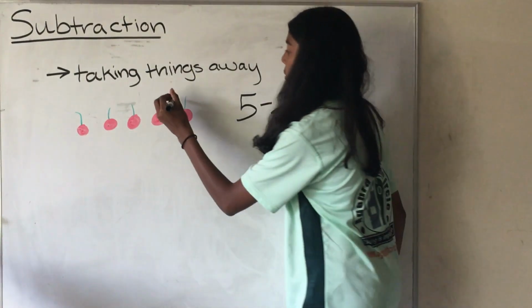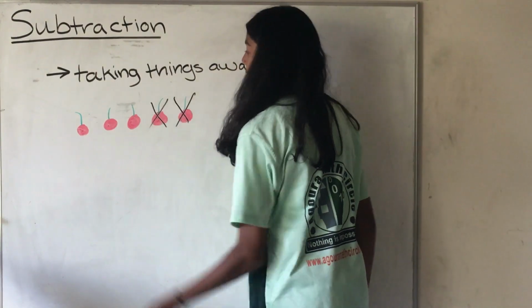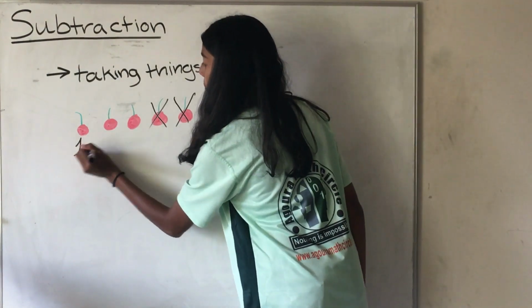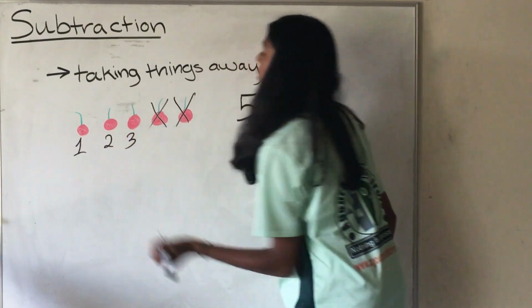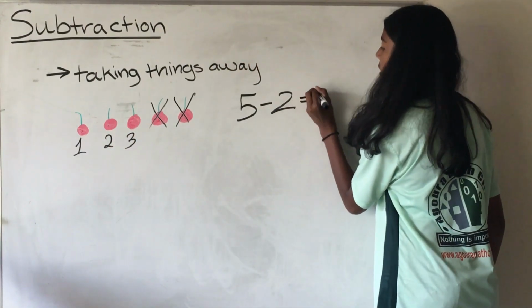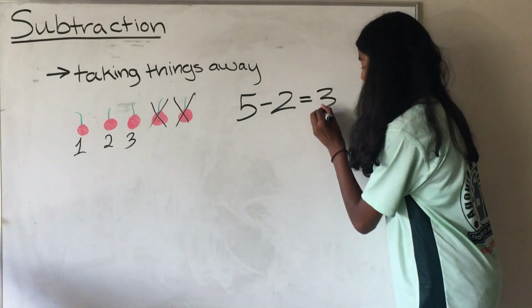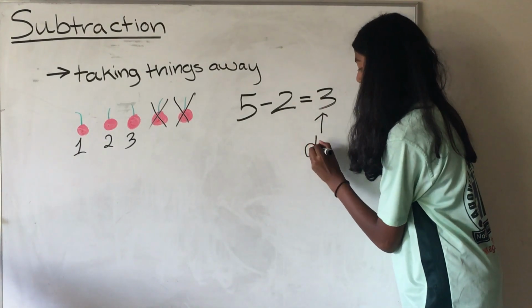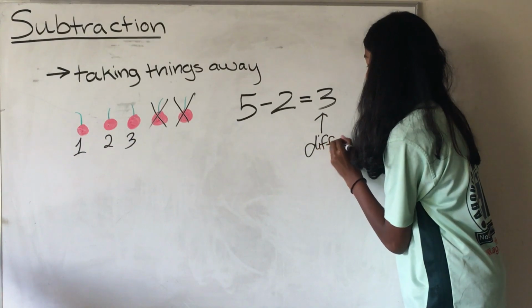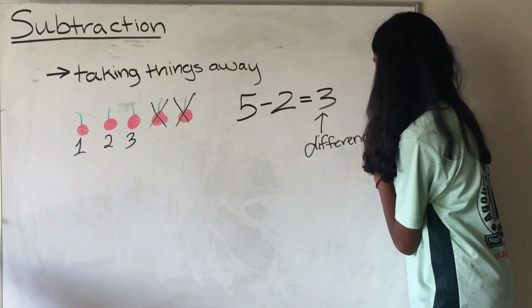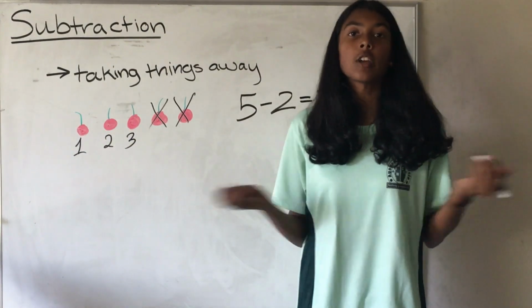So we're going to take 2 away and let's count. We have 1, 2, and 3. So our answer is going to be 3. In a subtraction problem, this is called the difference. It's basically the answer to a subtraction problem. And let's try another example.